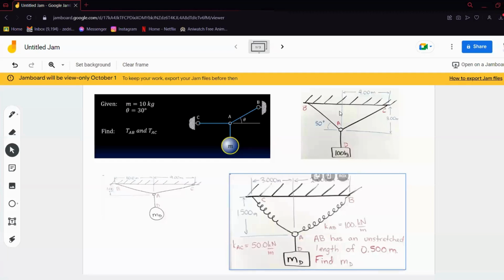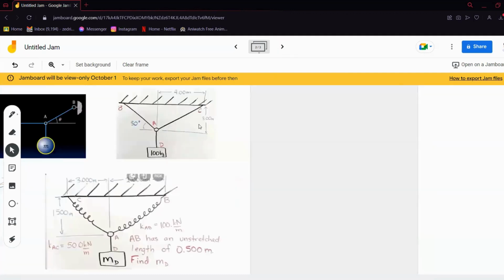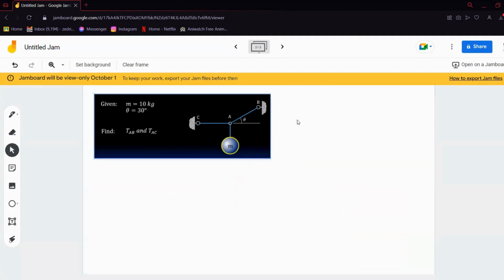Hello. So I have here four examples of sample problems in the equilibrium of a particle. I have here four problems: one, two, three, and four. Let's start by solving the first easy one. We have here the given mass of 10 kilograms and our angle right here from point A to point B. And now the problem is we're looking to find the forces acting on AB and AC.